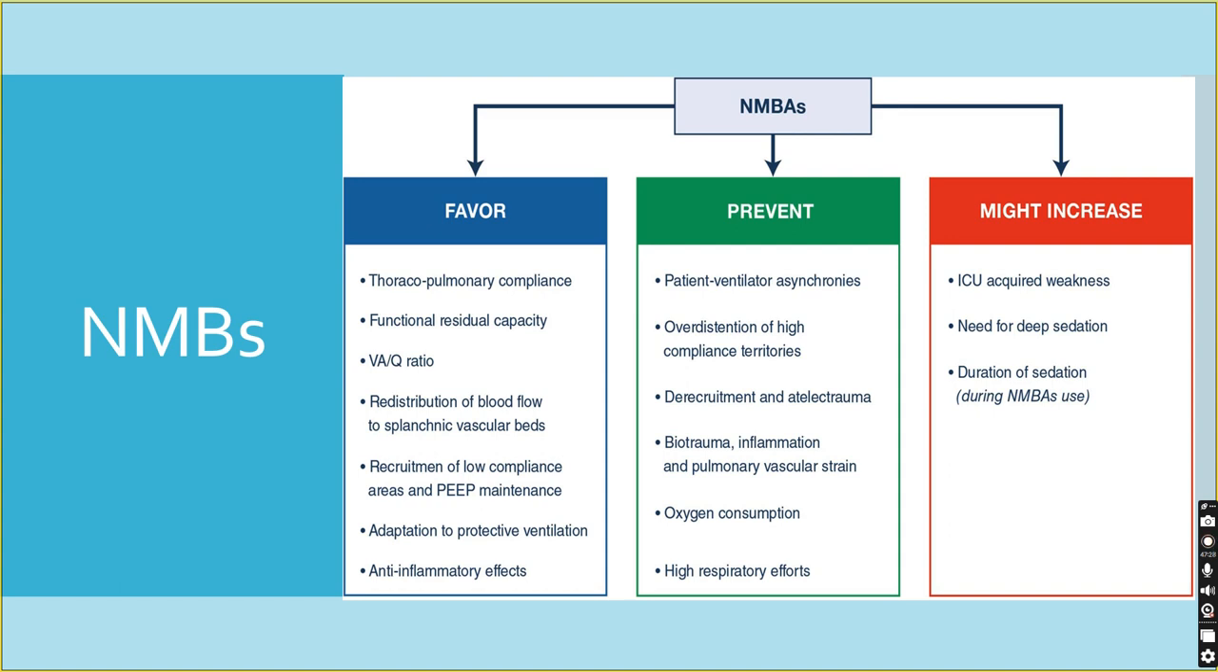Oxygen consumption is reduced, and high respiratory efforts are prevented by giving muscle relaxants. It might increase chances of ICU acquired weakness, so patient may remain having muscle weakness and delayed weaning. That is a risk factor with these drugs. Need for deep sedation before giving muscle relaxant adds to the prolongation of ventilation, and duration of sedation is also increased with use of neuromuscular blocking agents.